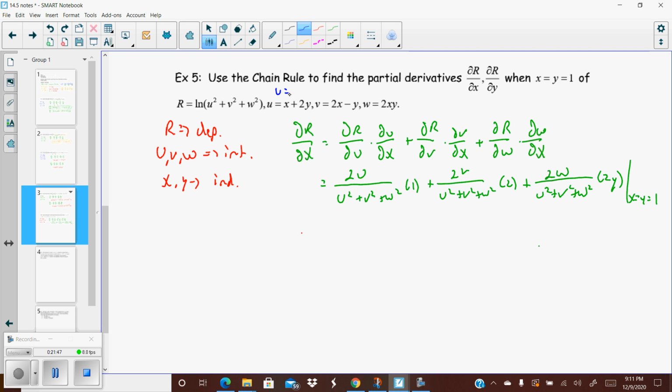So since x and y are 1, if I plug both of those in, then that means my u value is going to be 1 plus 2, which is 3. V is going to be 2 minus 1, which is 1. And w is going to be 2 times 1 times 1, so w is 2. So then we're going to go ahead and plug all this stuff in. First of all, all the denominators, that should be easy to figure out. So u squared is 9, v squared is 1, so 9 and 1 is 10, plus 2 squared is 4. So we're going to get 14 in the denominator of all of these.